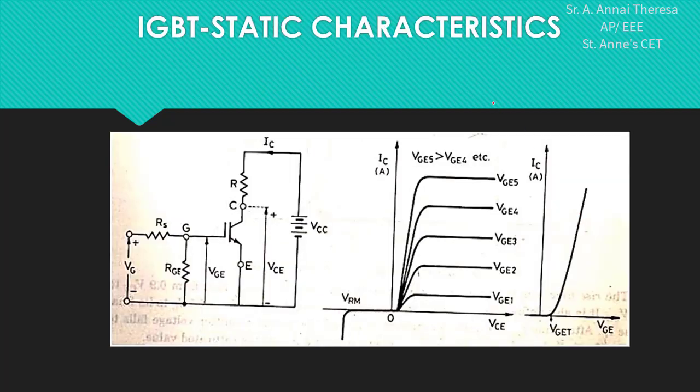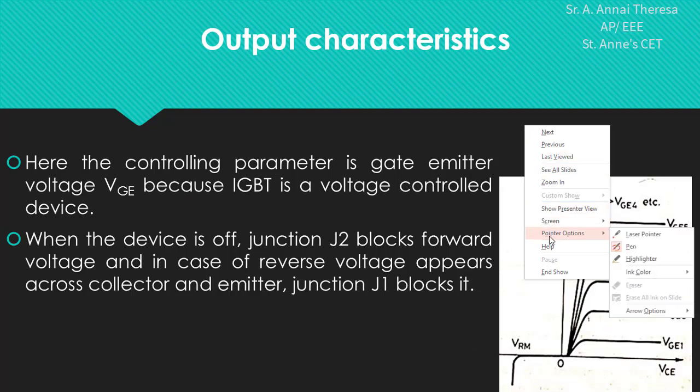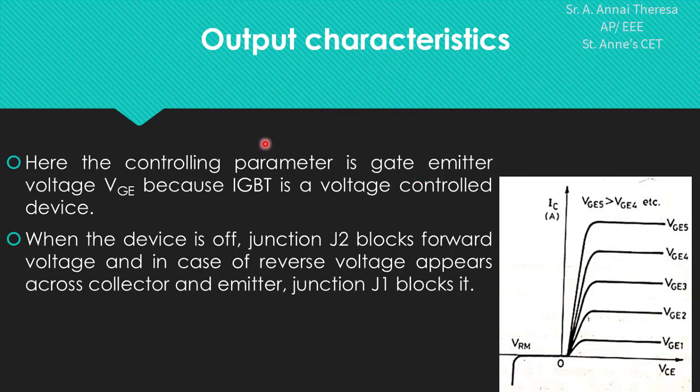Now we can see the characteristics. First we can see the static characteristics. Here also we have output characteristics and transfer characteristics. First we will see the output characteristics, which is drawn between collector current and collector emitter voltage. Here the controlling parameter is VGE, whereas in MOSFET it was VGS.